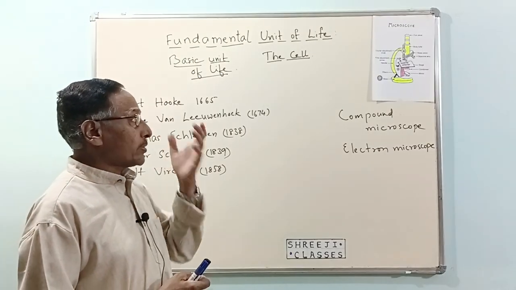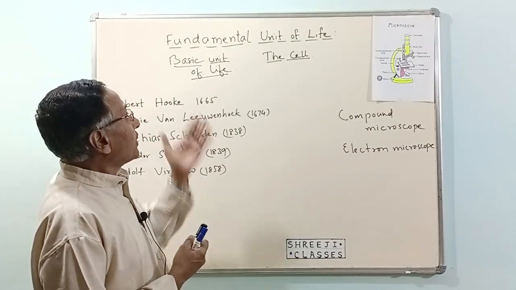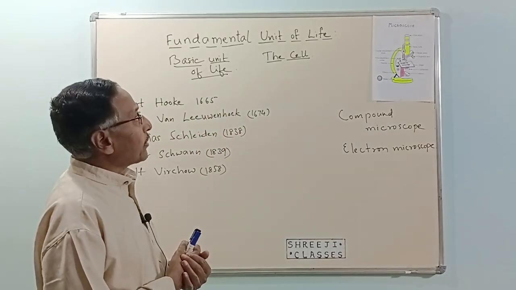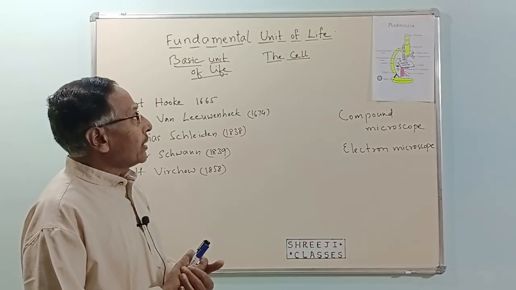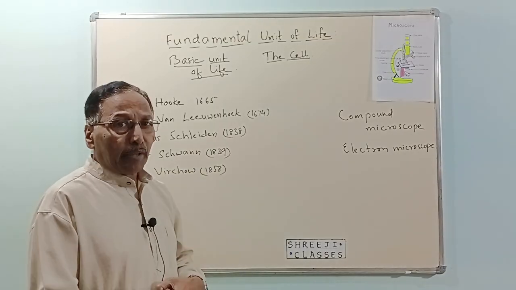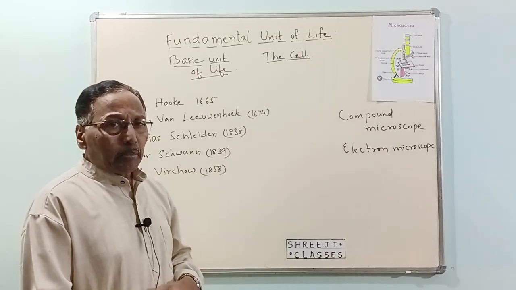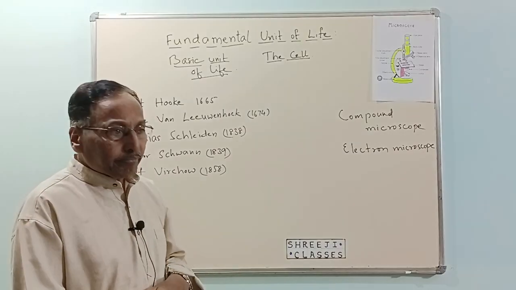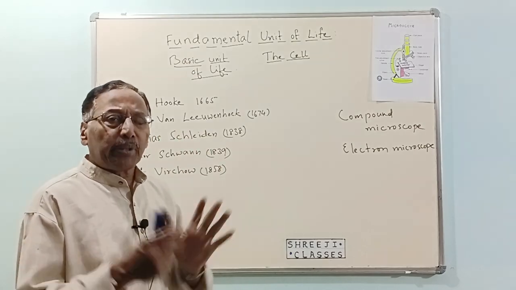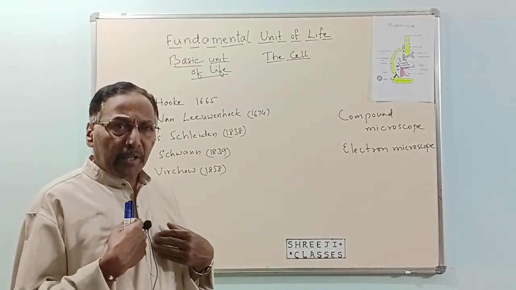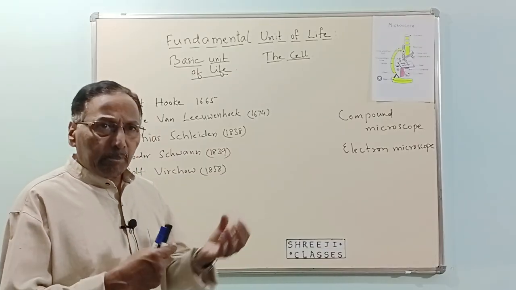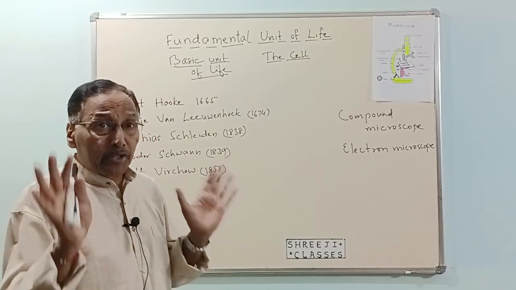Today I am going to discuss something about the first chapter in CBSE books, biology, first chapter, that is fundamental unit of life. It is also called the basic unit of life. Why is it called the basic unit of life or fundamental unit of life? Because every living organism, whether it is a tiny organism or a mega organism, a big organism like an elephant or a human being or a rat or an ant or an amoeba or a bacteria, every living organism is made up of cells.